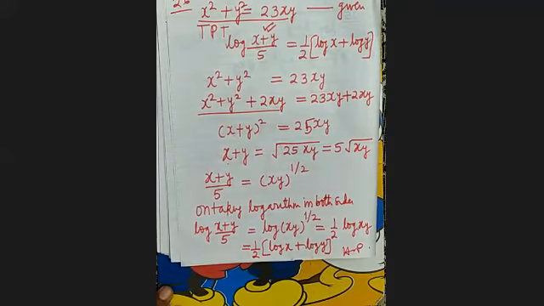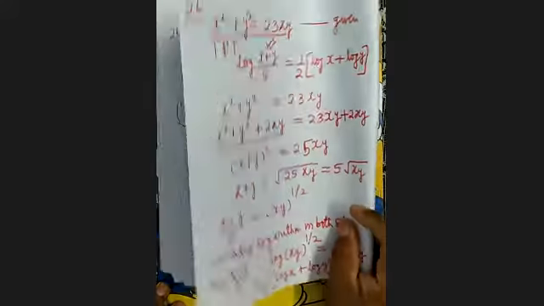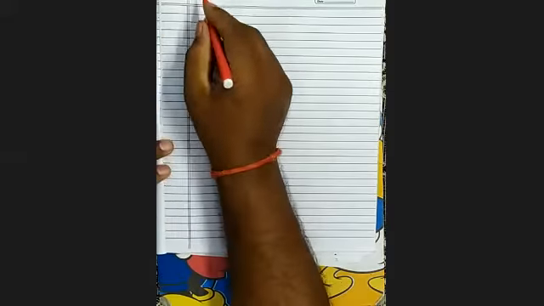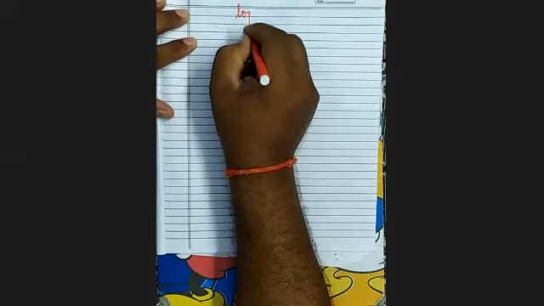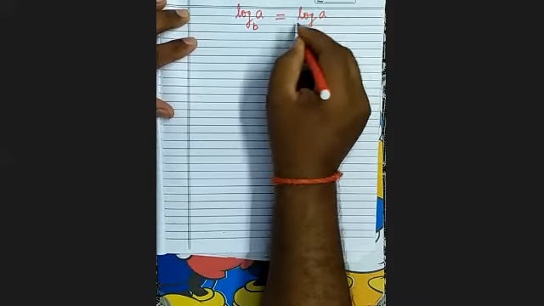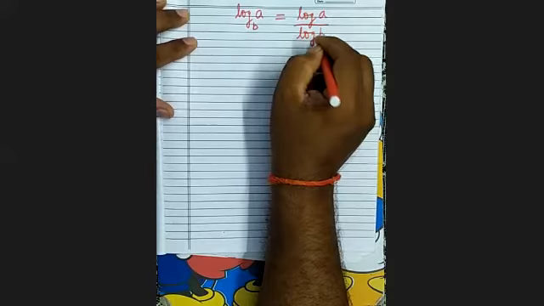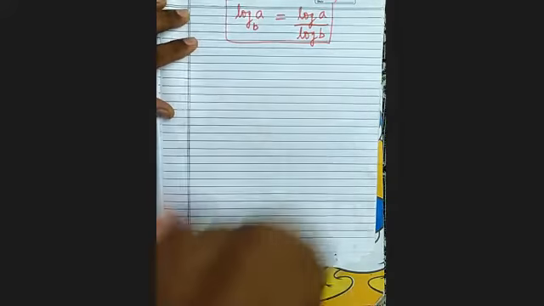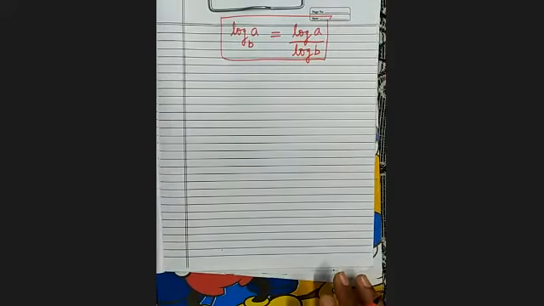Now question number 27 you will do on your own. 28, 29, 31, all these questions are of the same type. You can see here, in these questions, we will use this formula: log A to the base B equals log A upon log B. In these questions, we will apply this formula.